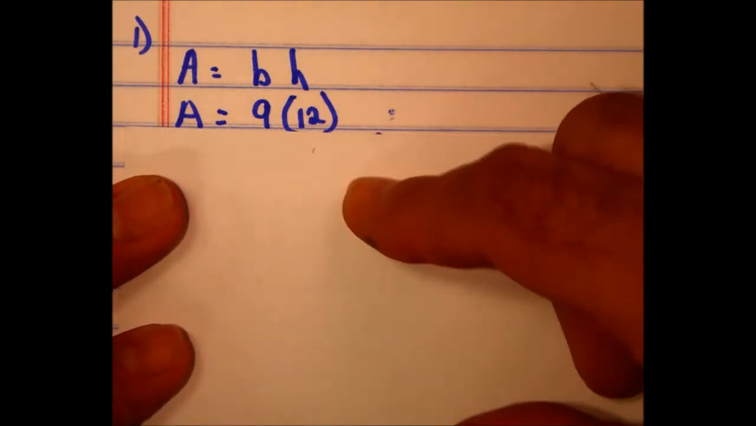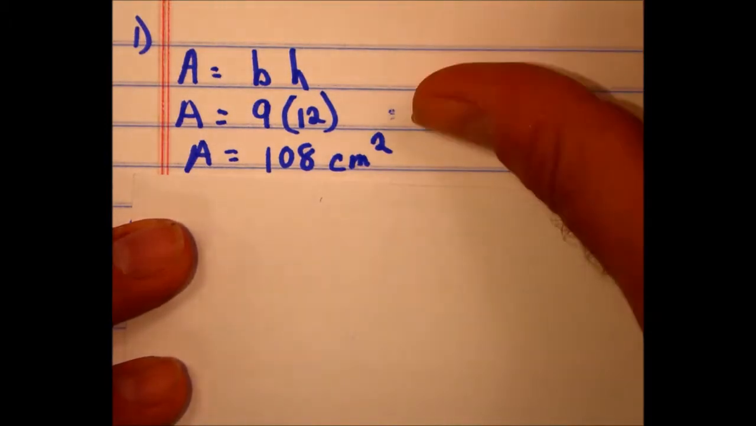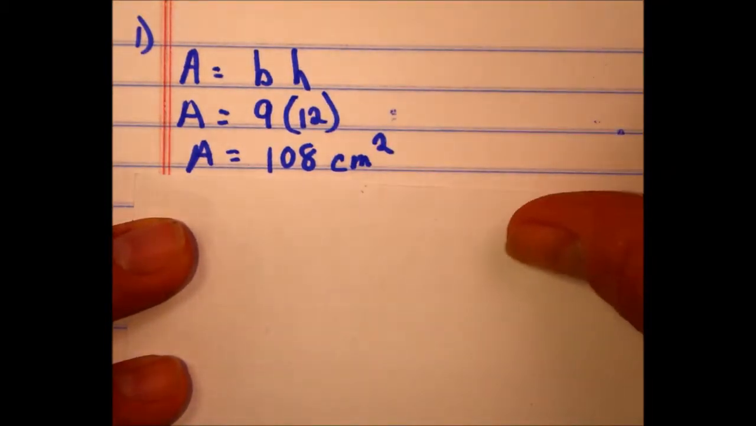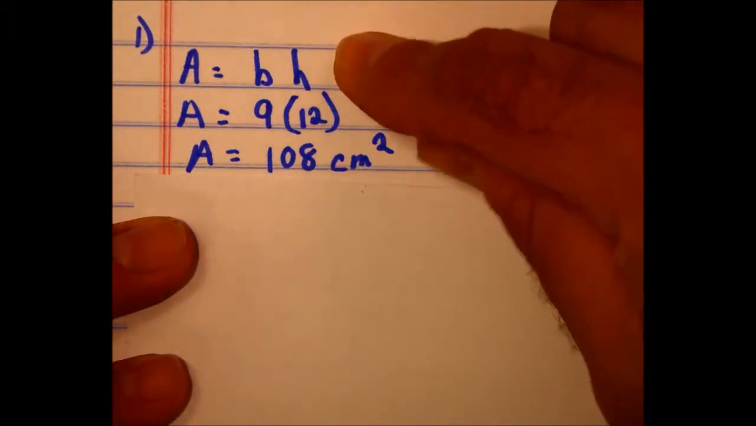In the case of the first problem, it was relatively easy. It would be 9 times 12, and then your area is 108 centimeters squared. Remember, this is the minimum I need to see. If I just see the answer, the book has the answers. So I'm expecting you to show me the work and that you at least know what equation to use. Usually the mistake in this chapter is picking the wrong equation.